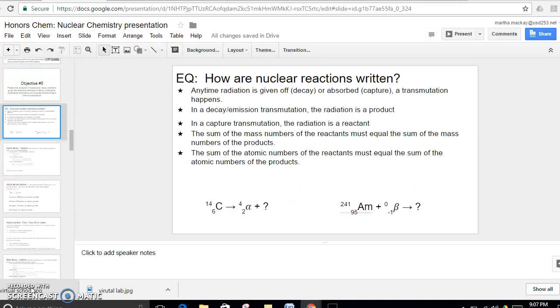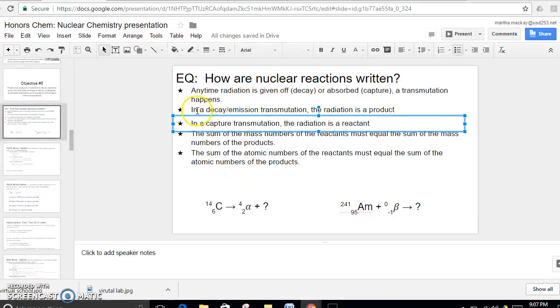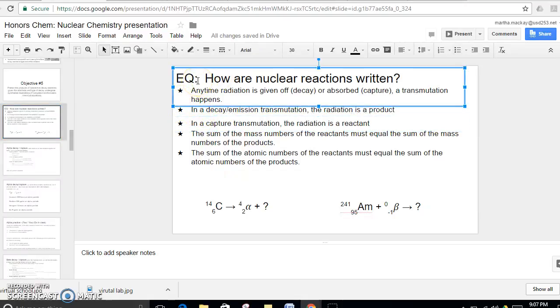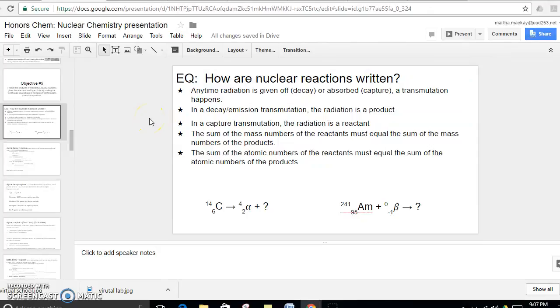So how are nuclear reactions written? That is your essential question. Anytime radiation is given off, anytime there is anything that's coming off, we say that's decay. Or anytime radiation or radioactive energy is absorbed, we say that is a capture. But either way, whenever you have decay or a capture happening, we have a transmutation. So you are literally mutating into a different element. Not you, the original element we started with.